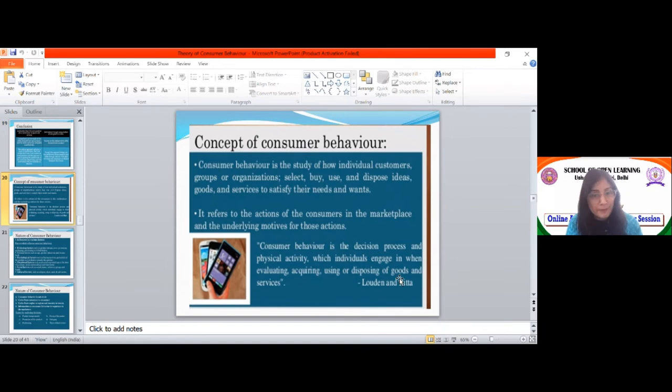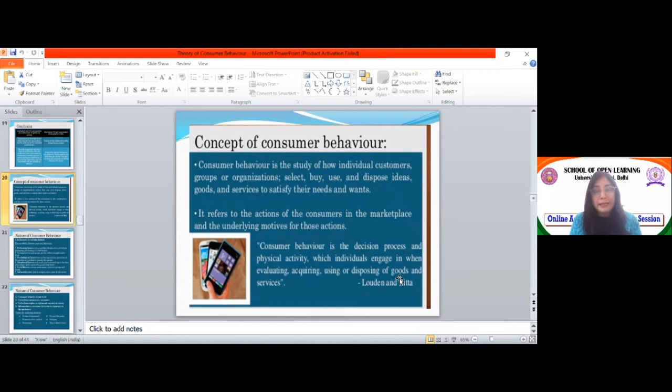Concept of consumer behavior. What is consumer behavior? It demands more and more things. Our human needs are like that. We want more and more of some stuff. So consumer behavior is a study of how individual customers, groups or organizations select, buy, use, and dispose of ideas, goods and services to satisfy their needs and wants.